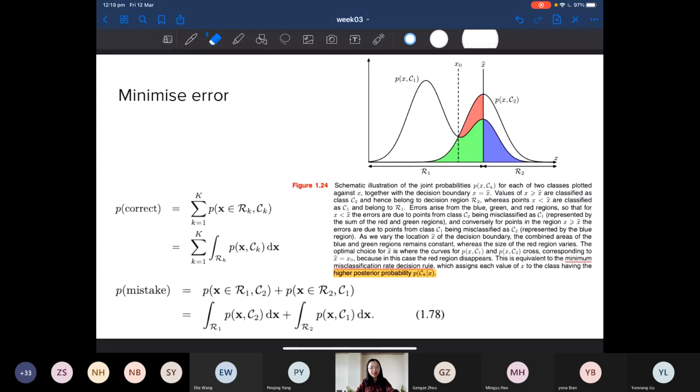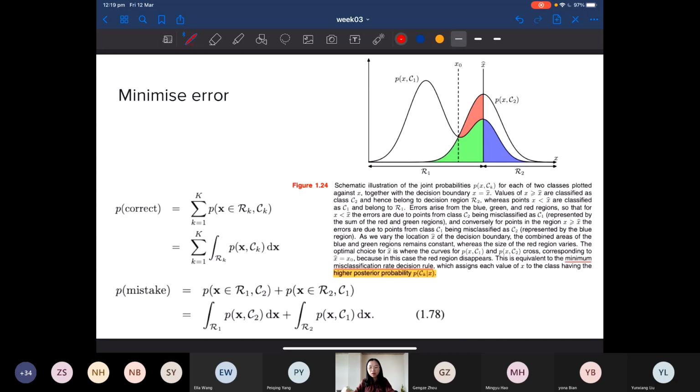So let's get to the tiny part of decision theory that we're going to cover. So one view is that we would like to make decisions such that the errors are minimized, right?